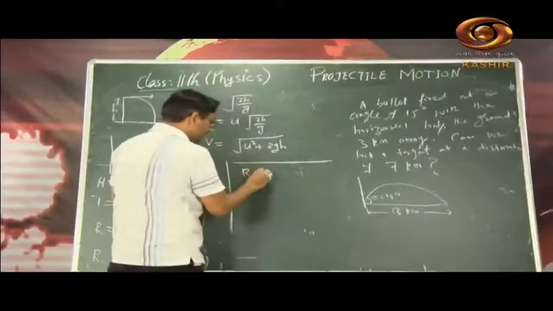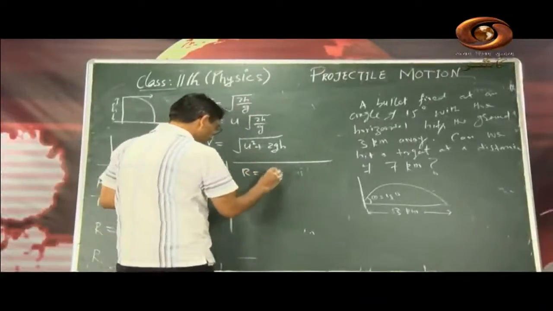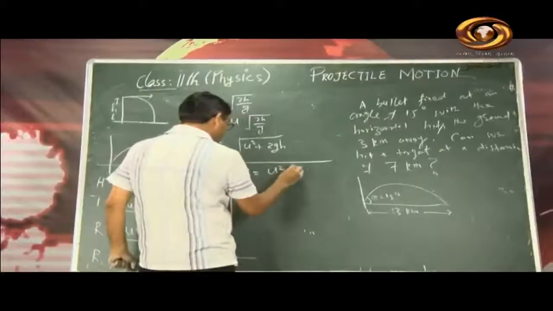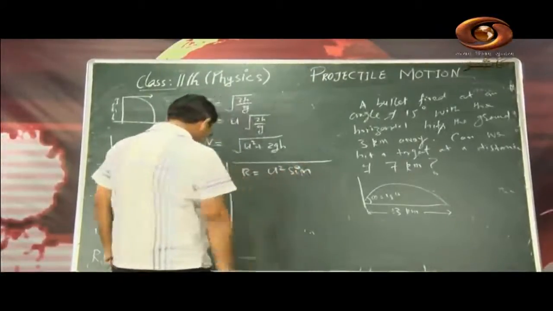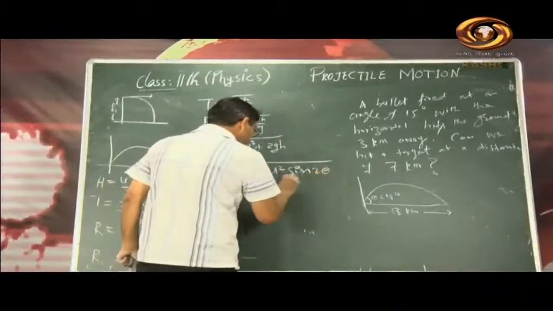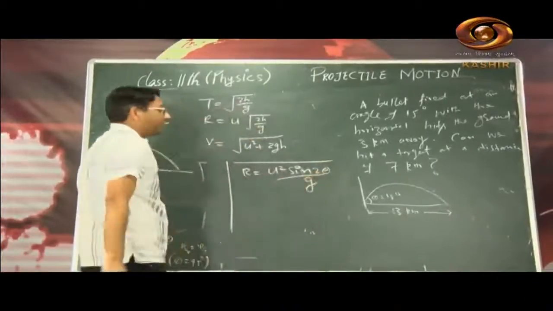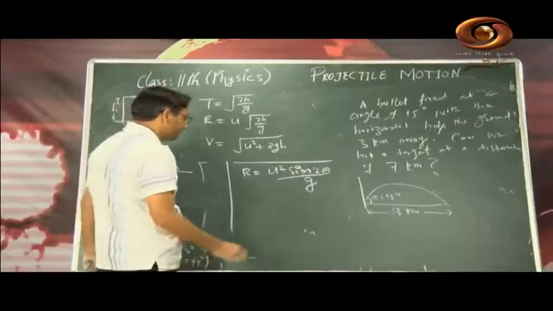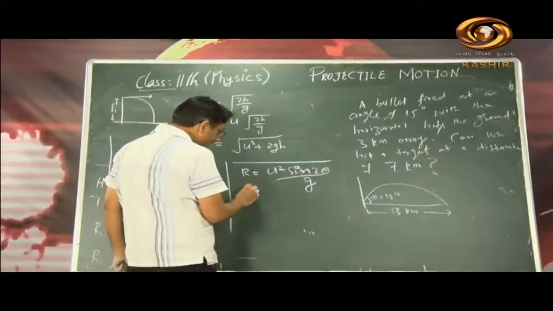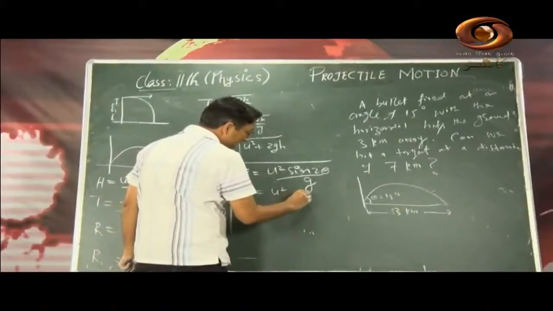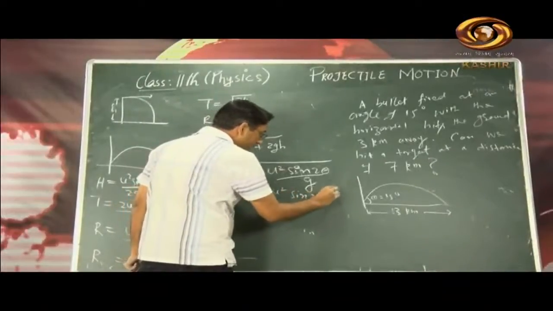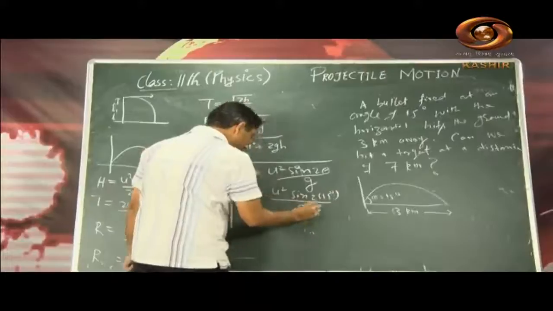Range is u square sin 2 theta divided by g. This is the range. With this formula we know: R is equal to u square sin 2 into 15 degrees, because theta is 15, divided by g. Let us calculate the range.